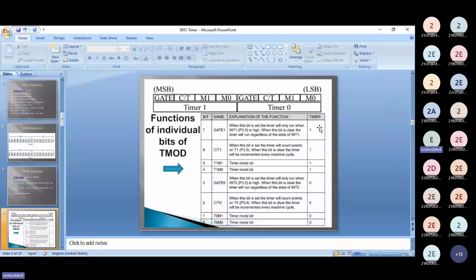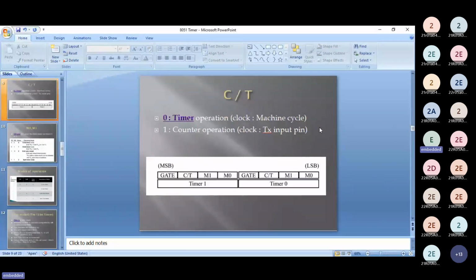Next, C/T. C/T has two operations: zero is timer operation and one is counter operation. When timer operation takes place, the clock counts the machine cycles. One is the counter operation, where the counter takes the clock from the Tx input. In the diagram, we can see Timer 0 and Timer 1 have the same specs.